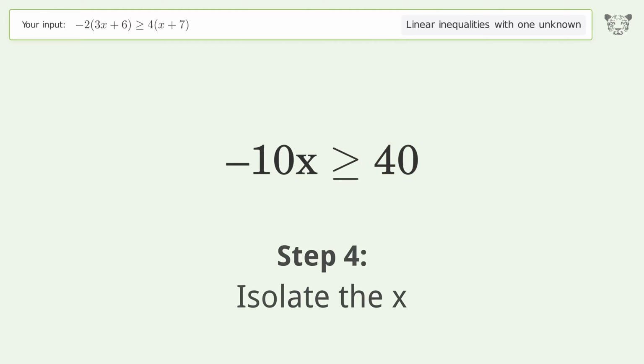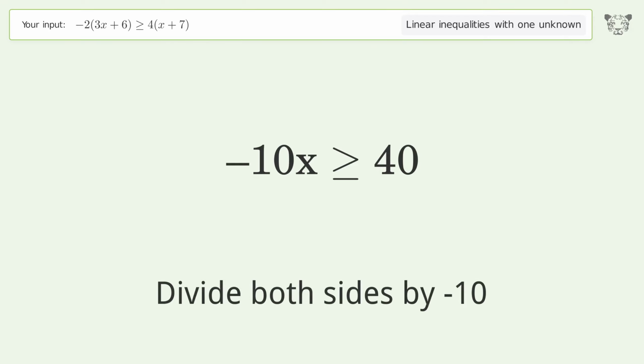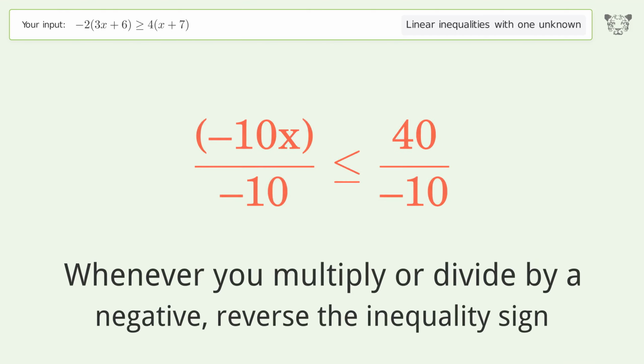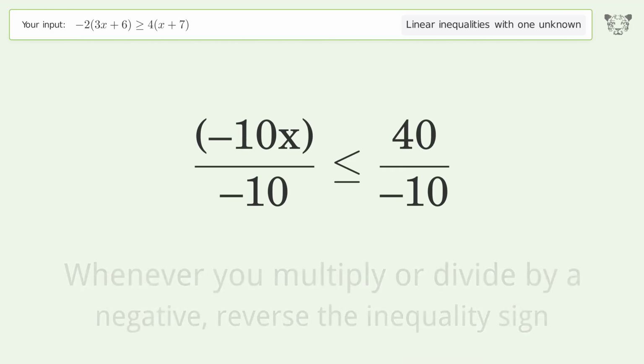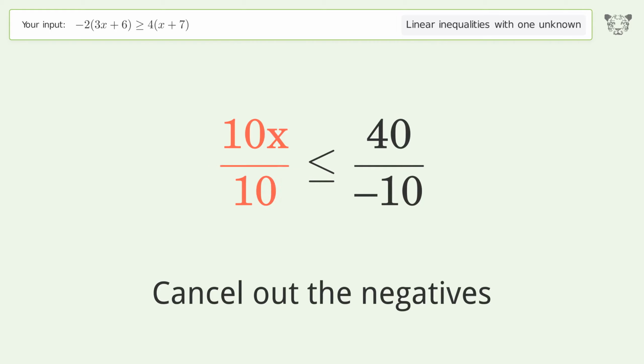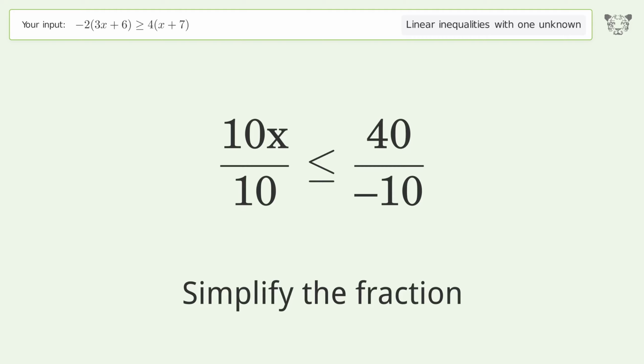Isolate the x. Divide both sides by -10. Whenever you multiply or divide by a negative, reverse the inequality sign. Cancel out the negatives. Simplify the fraction.